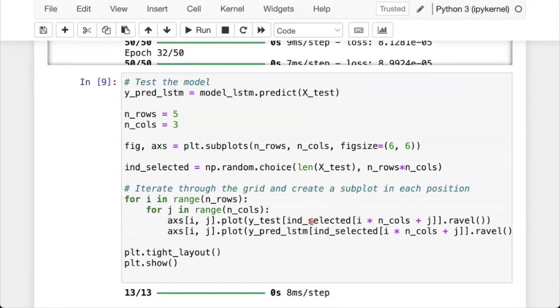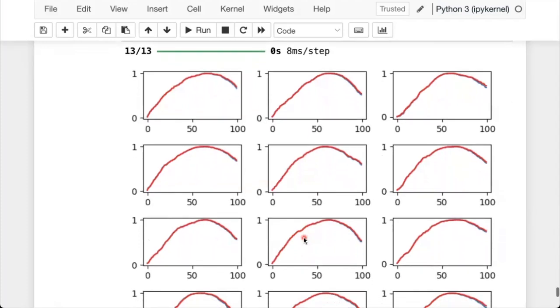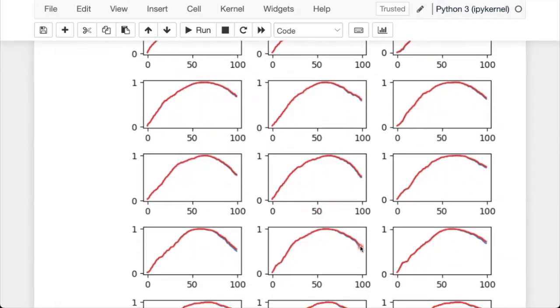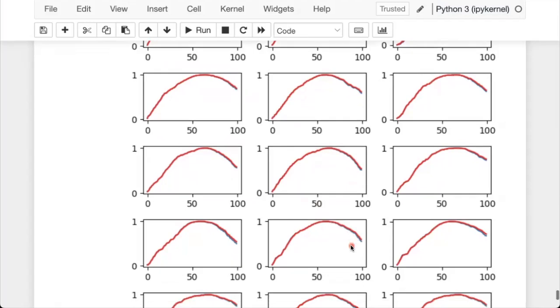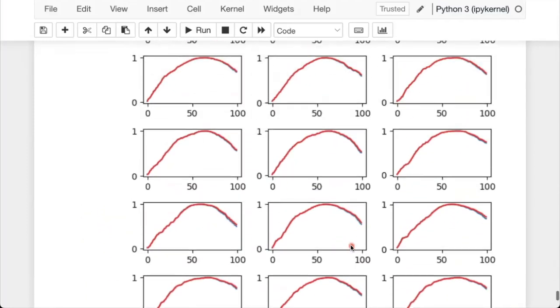And so in this case, again, for 15 of those testing sequences, we're going to plot the actual values and the predictions using the LSTM model. You can see that in this case, our LSTM model can very well predict those testing sequences that we have. So just one LSTM layer is able to capture the dependencies that we have using the cumulative sum and also the sign function.